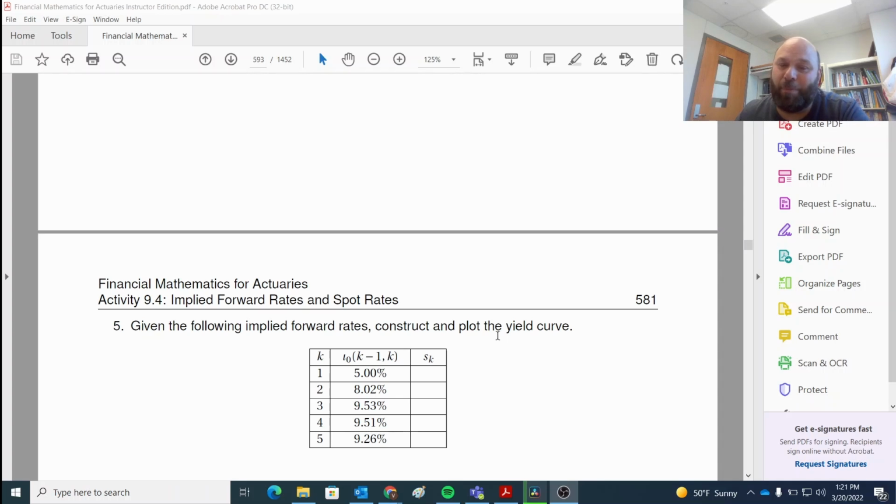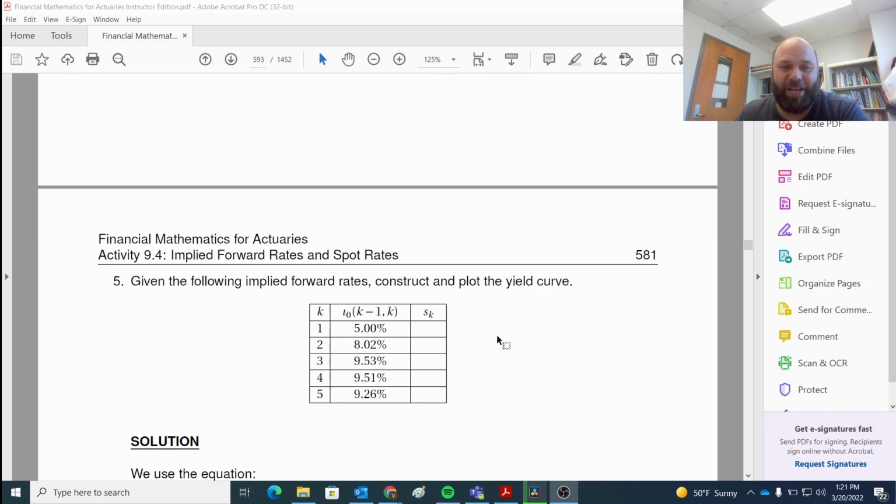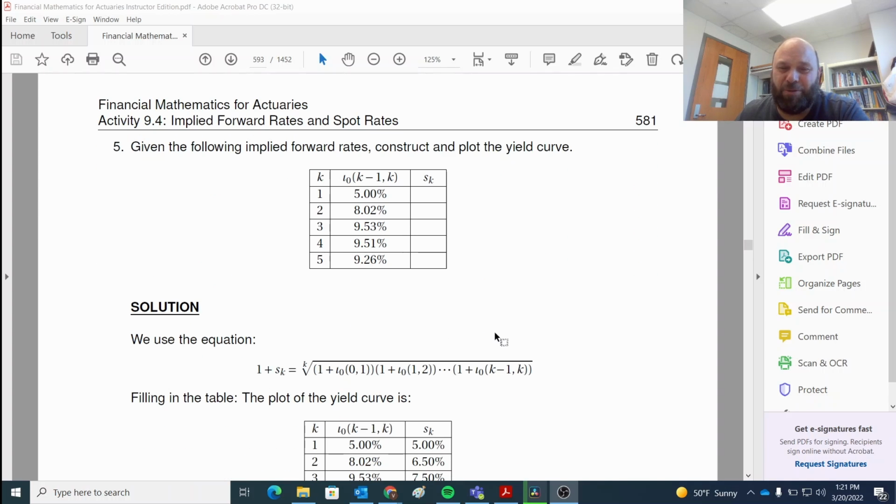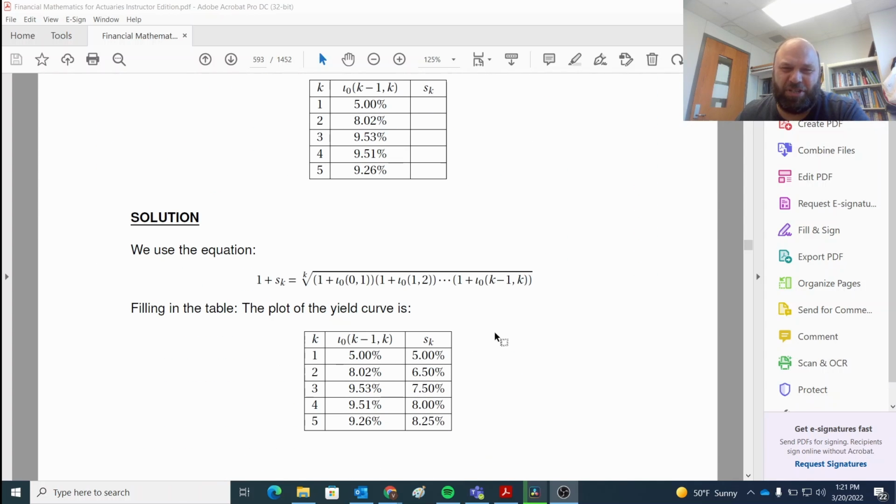Did you pause? I hope you paused, and I hope you worked it out. Let's see what we get. So as before, we use the methodology we just described, and we filled in the table. Of course, the first one's the same, and we just put these answers in. I'll let you compare these answers with yours.